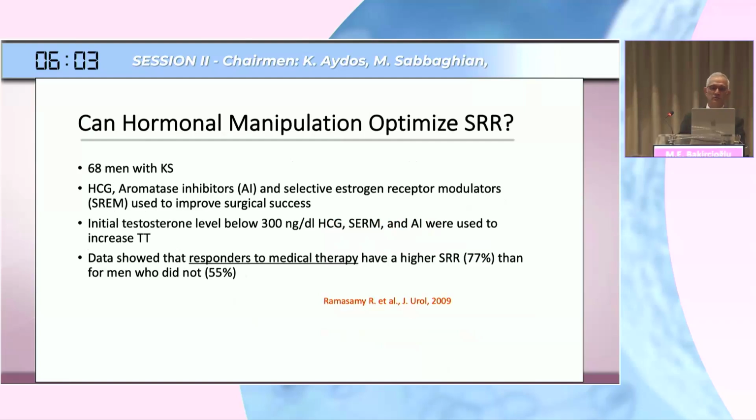In the literature, they also checked hormonal manipulation and optimization. Does it work for the sperm retrieval rate? This study showed using HCG, aromatase inhibitors, and selective estrogen receptor modulators to improve the surgical success. And they used an initial testosterone below 300 nanograms per deciliter in the patients. And data showed that responders to medical therapy have a higher success rate compared to non-responders.